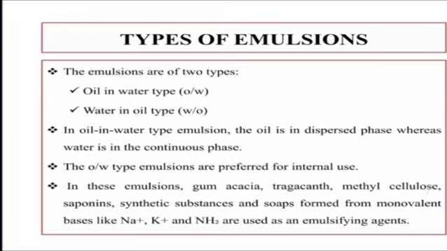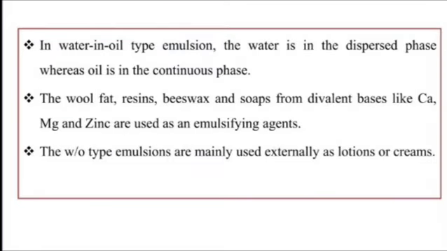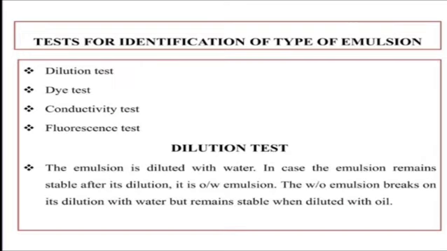In oil in water type emulsions, gum acacia, tragacanth, methyl cellulose, and soaps from monovalent bases like sodium, potassium, and ammonium are used as emulsification agents. In water in oil type, wool fat, resin, beeswax, and soaps from divalent bases like calcium, magnesium, zinc are used as the emulsification agents. Next, the topic is the tests for identification of the type of emulsion.